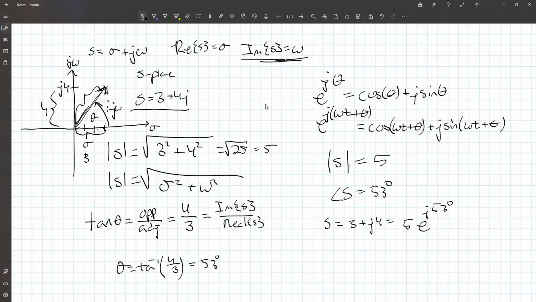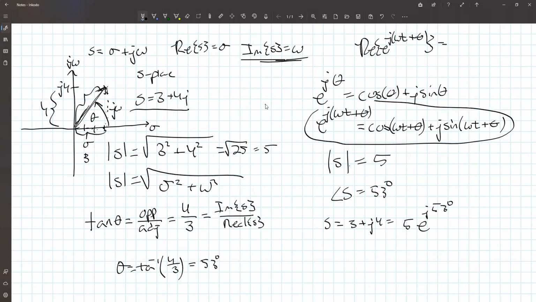If I wanted to refer to the real part, if I said the real part of e to the j omega t plus theta, so here's e to the j omega t plus theta. When I talk about the real part, that's just equal to cosine of omega t plus theta.